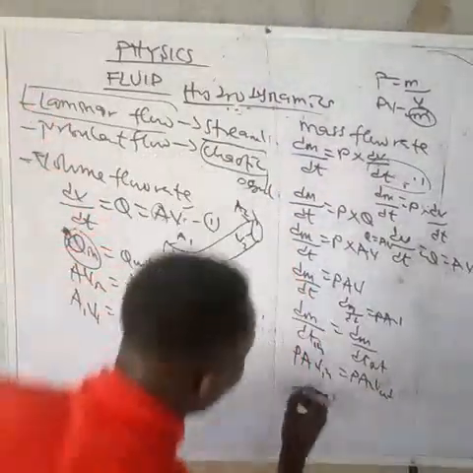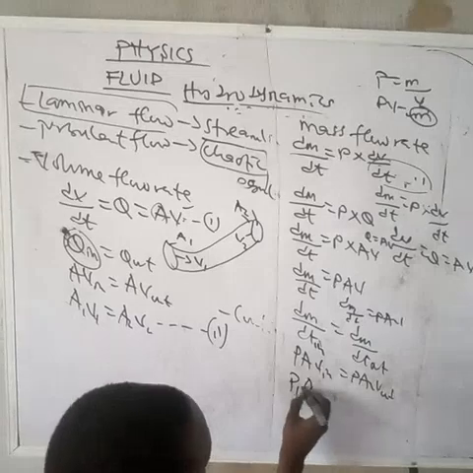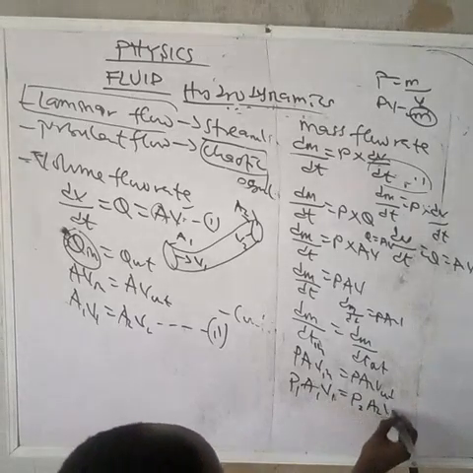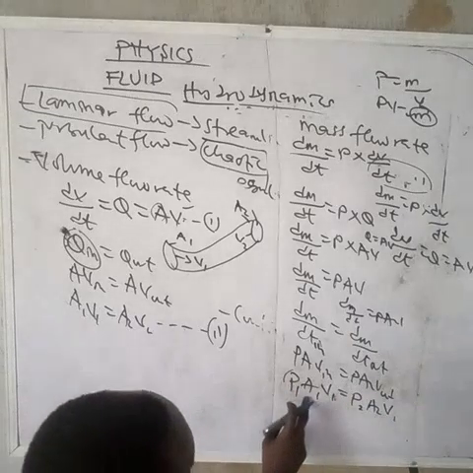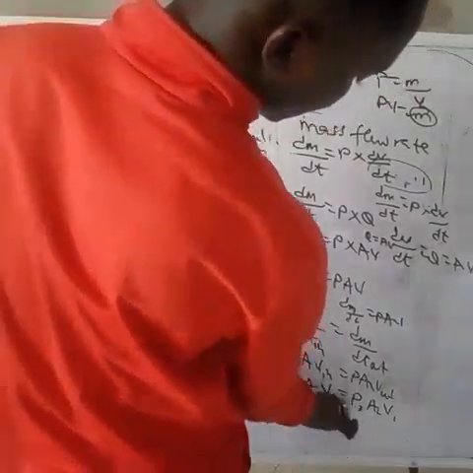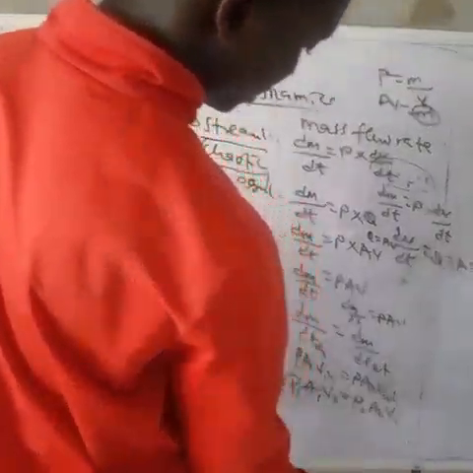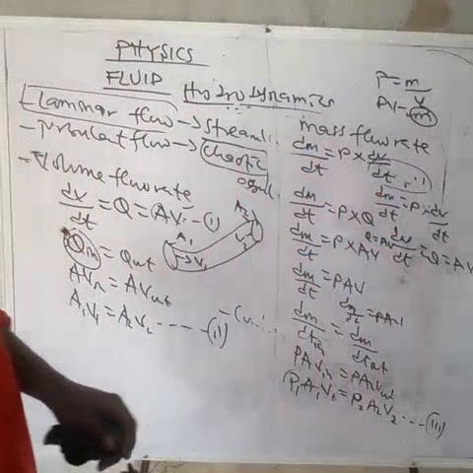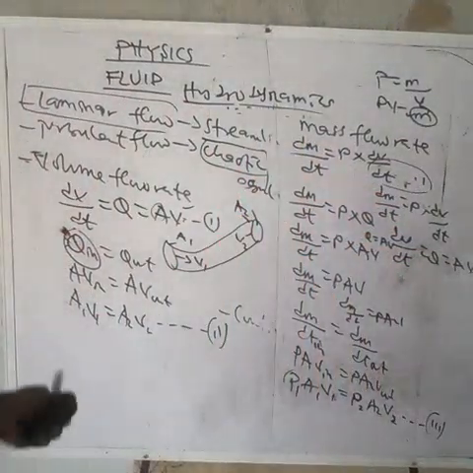So at the end, in terms of initial and final, rho 1 A1 V1 is equal to rho 2 A2 V2. Density 1, flow area 1, flow velocity 1 is equal to density 2, area 2, flow velocity 2. This is like the third equation. That's what we call the final equation of mass flow rate. So don't forget all of this.